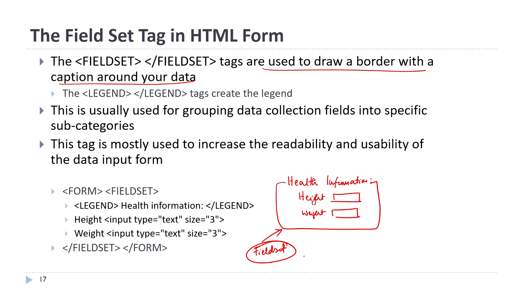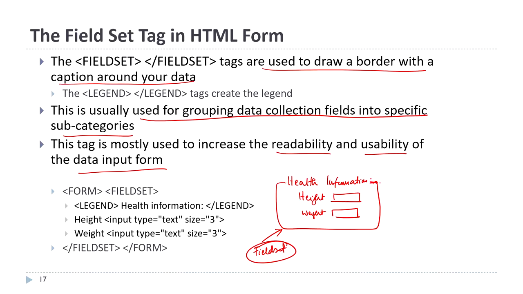Field set is usually used for grouping data collection fields into specific subcategories. So when you're collecting data, you can use this to group them into specific categories. This is mostly to increase the readability and usability of the data input form. Some of these elements provided in HTML are part of enhancing the usability of the form. So any user who looks at this will see that this is the health information, and that height and weight are part of it. And you can see the input type is text and size is 3, so you will get only a small 3-character size field.